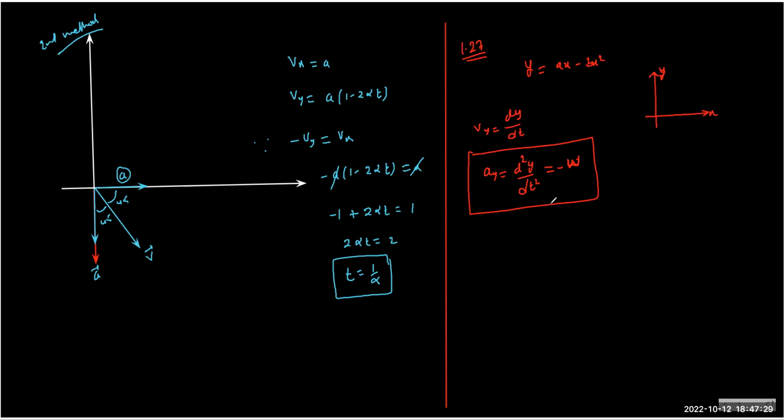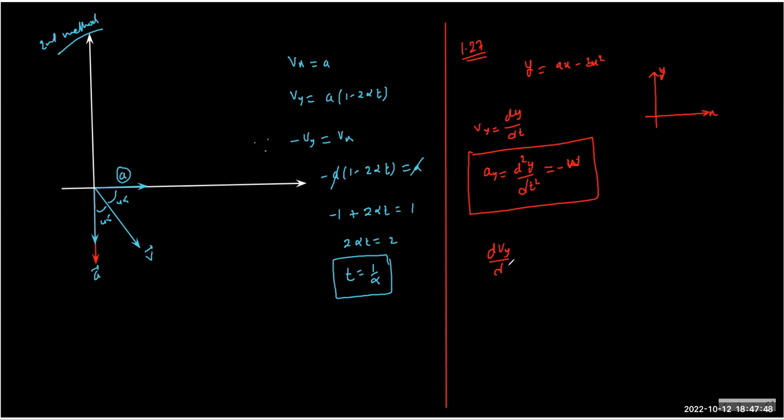Okay. Find the velocity of the particle at the origin. So we have to find the v at origin. That's pretty easy, I think. So ay is minus w. I think I got it. Yeah, so you can do it from there.